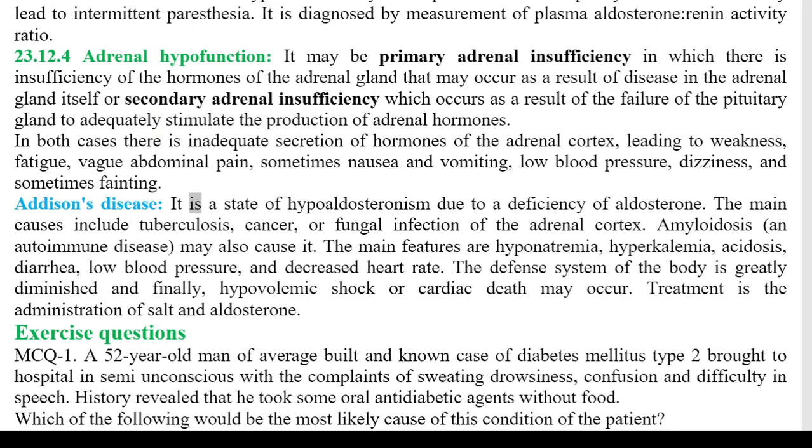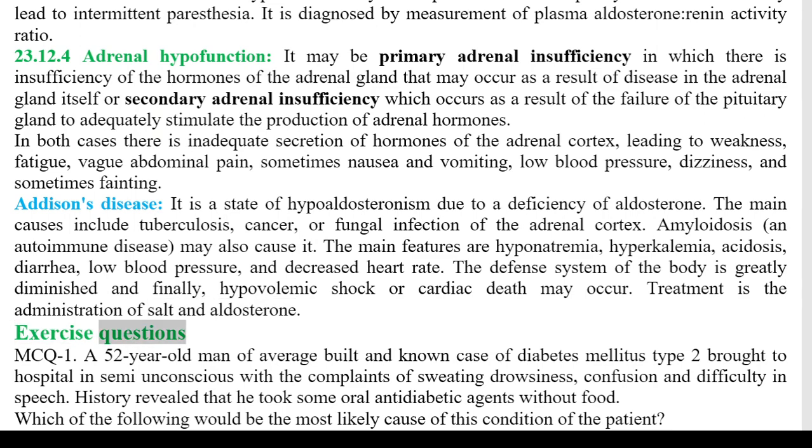Addison's disease. It is a state of hypoaldosteronism due to a deficiency of aldosterone. The main causes include tuberculosis, cancer, or fungal infection of the adrenal cortex. Amyloidosis, an autoimmune disease, may also cause it. The main features are hyponatremia, hyperkalemia, acidosis, diarrhea, low blood pressure, and decreased heart rate. The defense system of the body is greatly diminished, and finally, hypovolemic shock or cardiac death may occur. Treatment is the administration of salt and aldosterone.